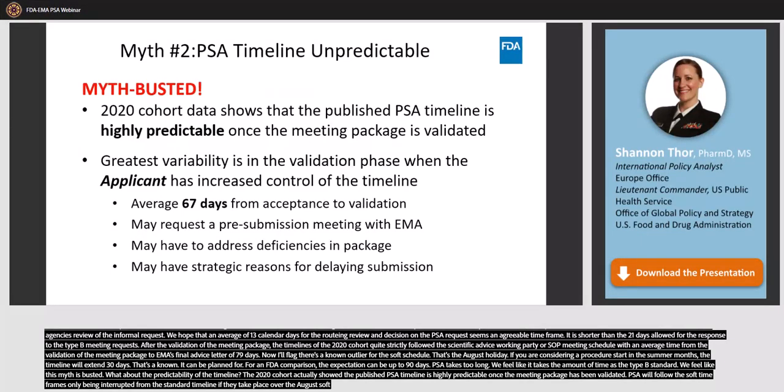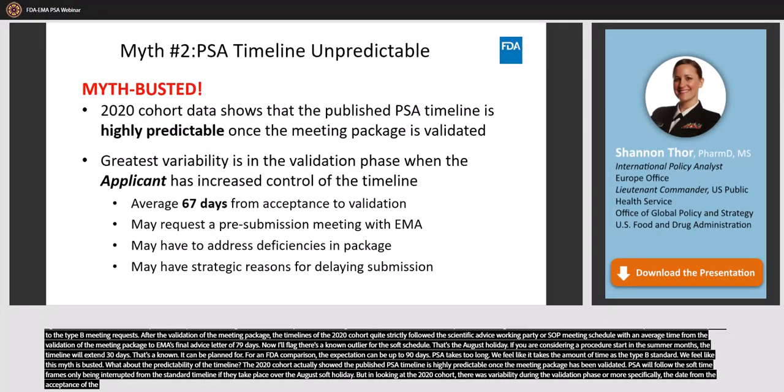But in looking at the 2020 cohort, there was variability during the validation phase, or more specifically, the date from the acceptance of the PSA request to the validation of the meeting package. On average, this took 67 days, whereas our published timeline budgeted only up to 45 days for this phase.